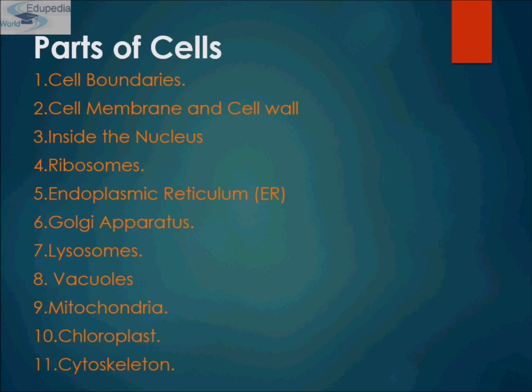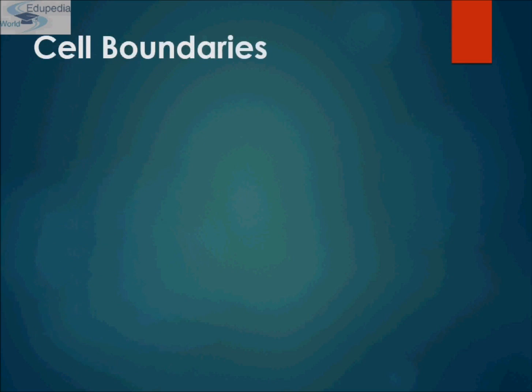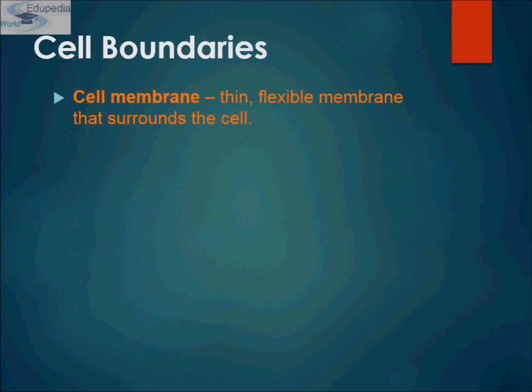Now, what are the parts of the endomembrane system? One is plasma membrane and cell wall, inside the nucleus, ribosome, endoplasmic reticulum, Golgi apparatus, lysosomes, vacuoles, mitochondria, chloroplast and cytoskeleton. Now we will discuss this in detail. First is cell boundary. So cell membrane and cell wall lie in this category, that is cell boundary.